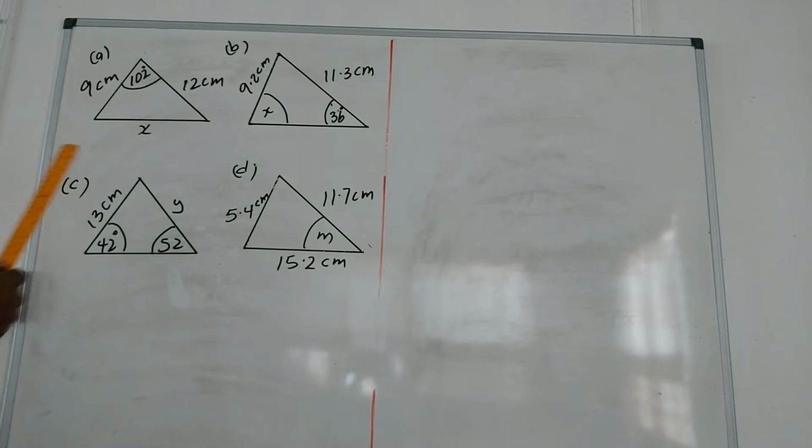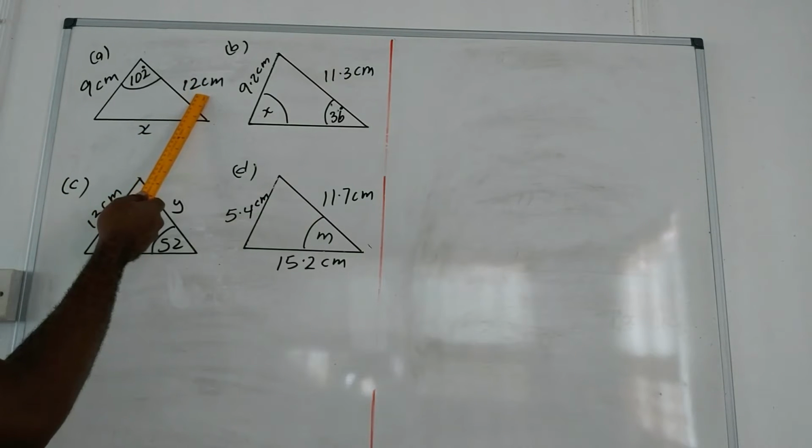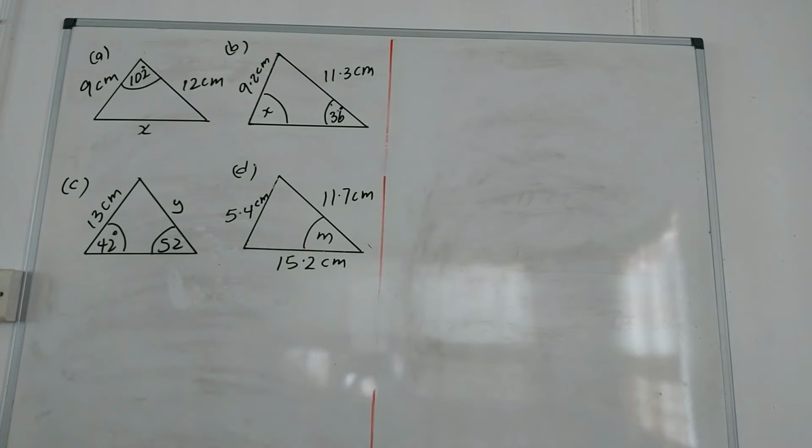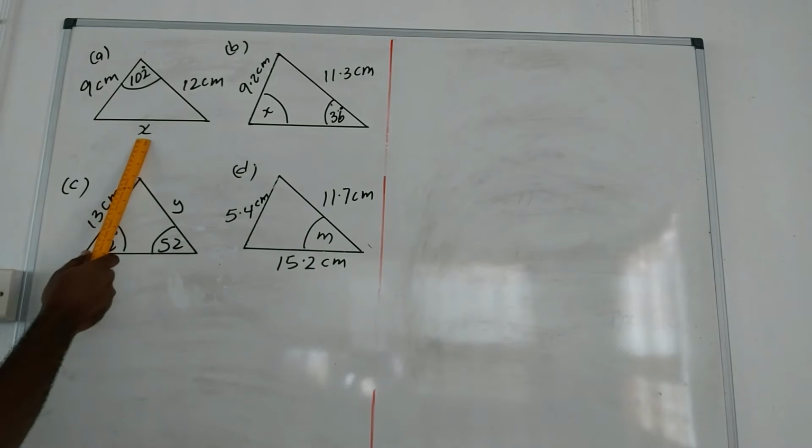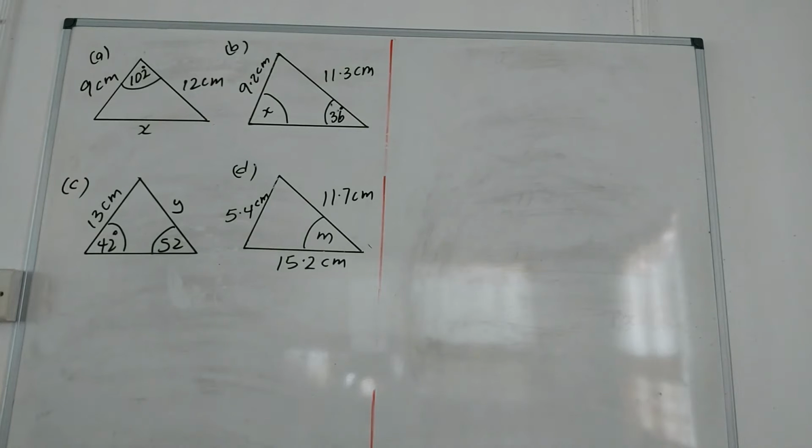So, here's the first one, A. We're given a triangle, 9 cm, we have 12 cm, and the angle between of 102 degrees. And we need to find what x is. Angle side, angle side. Do you know which rule we will use? Whether it's the cosine rule or the sine rule? If you said cosine rule, you are absolutely correct. Because we have two sides and an angle between those two sides. So for number A, we're using the cosine rule.